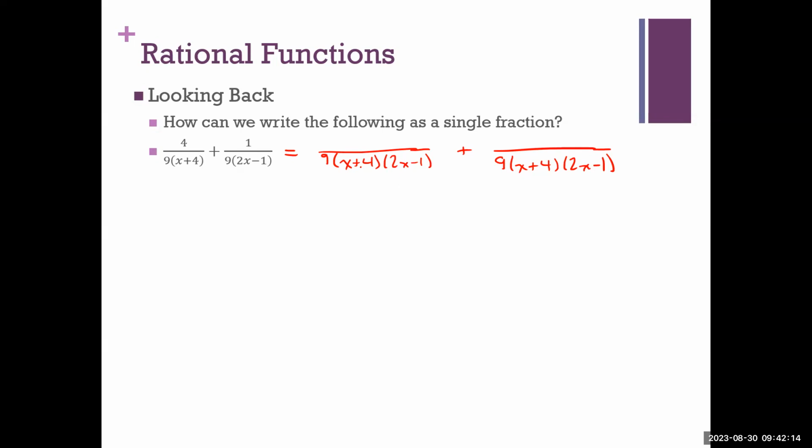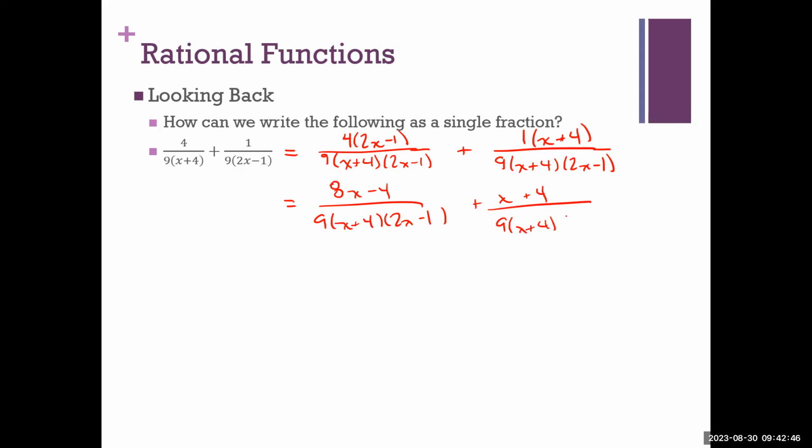Right, so algebraically, whatever multiplication I made to the denominator, 2x minus 1, I have to do to the numerator. So similarly, what am I multiplying the 1 by here? x plus 4. So let's do some expanding. 8x minus 4 over 9 times x plus 4 times 2x minus 1, plus x plus 4 over 9 times x plus 4 over 2x minus 1.